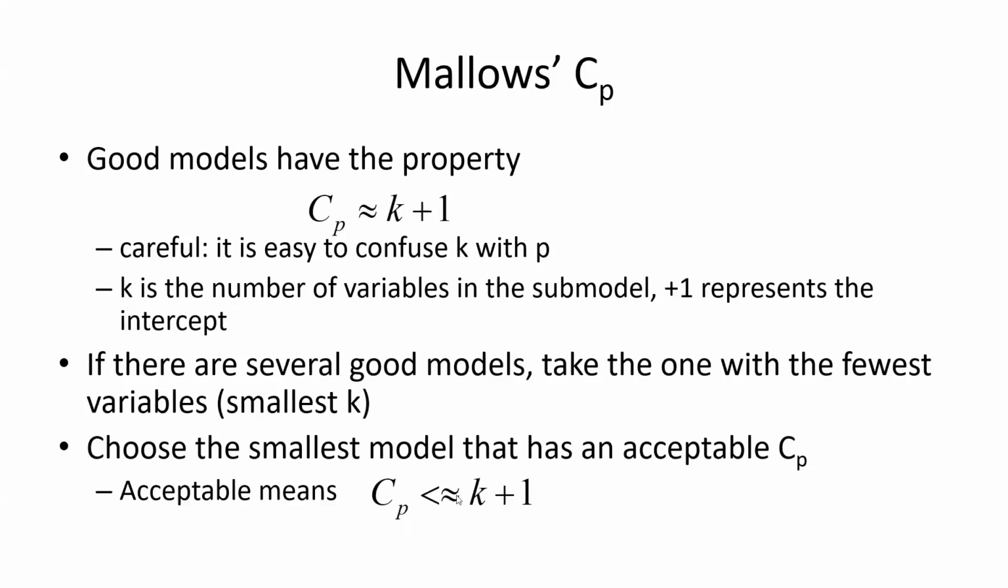So if Cp is, let's say, 15.3 and k plus 1 is 15, the approximate sign still holds, right? So that part is a little bit non-exact, let's say.